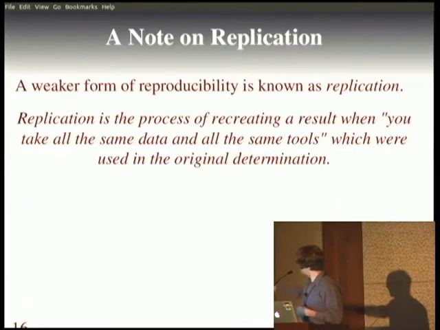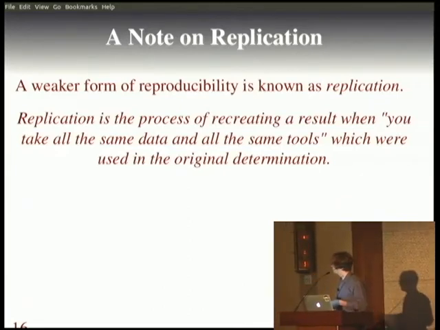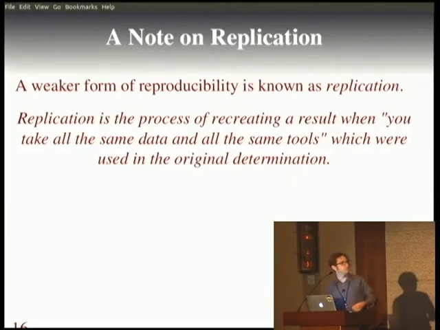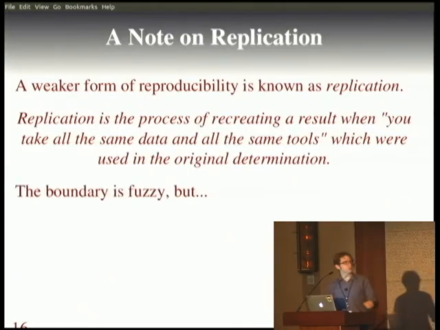And so here's sort of a more formal definition. It's when you do the same thing with all the same data and same tools, and you get back the same thing. If you don't have that, you don't have sort of a scientific result at all, but it's not necessarily reproducibility either. But the boundary between these two things is actually fuzzy, as Titus and I sort of discussed in the comments of one of his original blog posts on this.